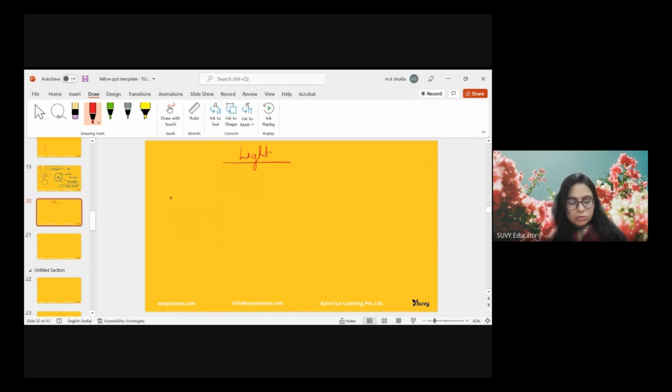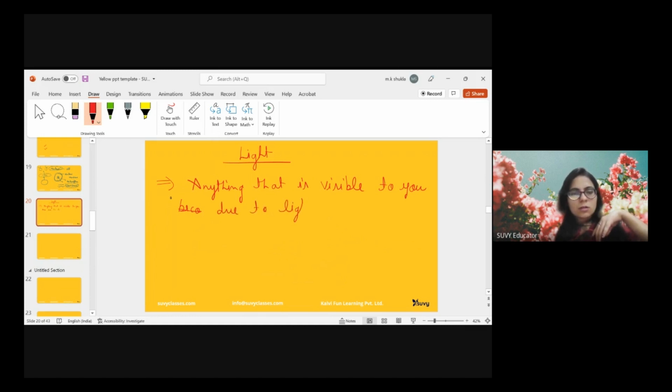How are things visible to you? Anything that is visible to you is visible due to light. Anything around you is visible to you because of the light.